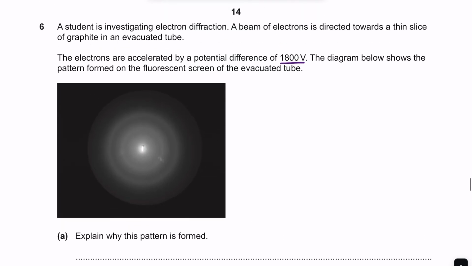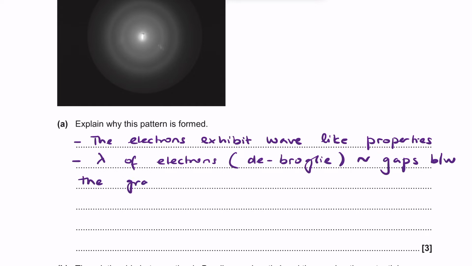Electron diffraction, or diffraction itself, is a phenomenon that supports the wave-like nature of light, and electrons also behave like waves. So that's my first point, that the electrons exhibit wave-like properties. And we know that the wavelength of the electrons, the de Broglie wavelength, lambda, must be roughly equal to the gaps between the graphite atoms, and that is for diffraction to be maximum.